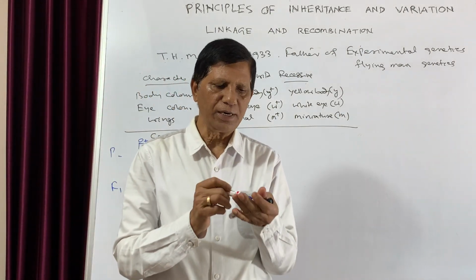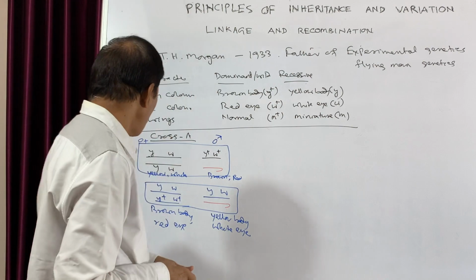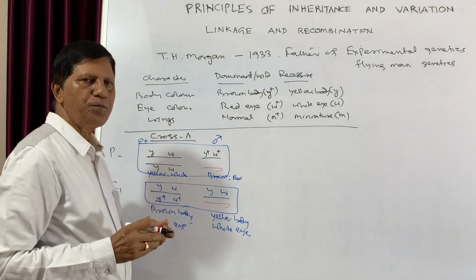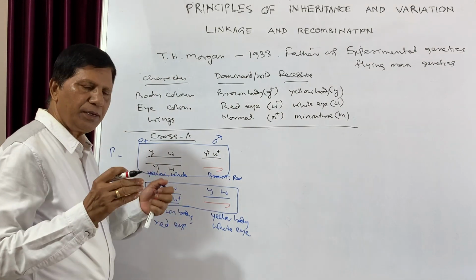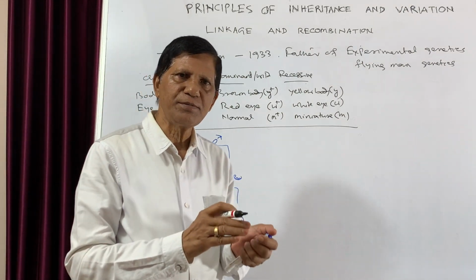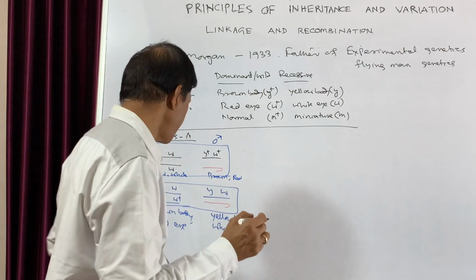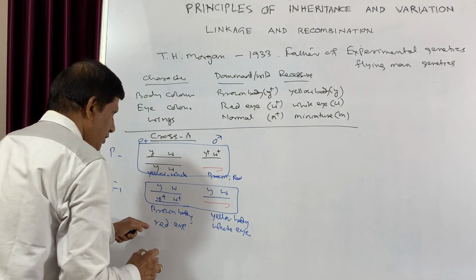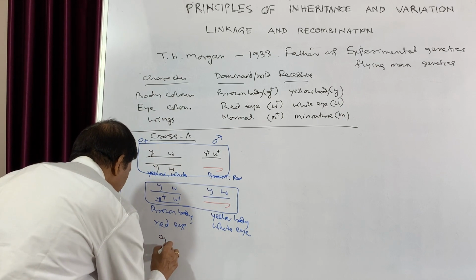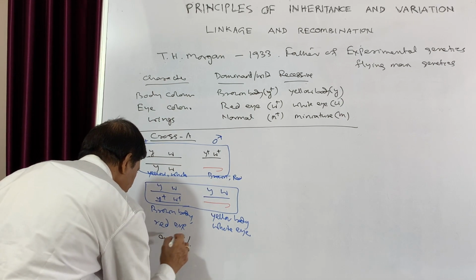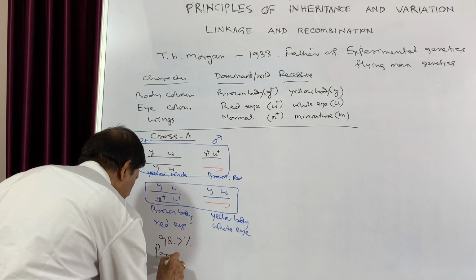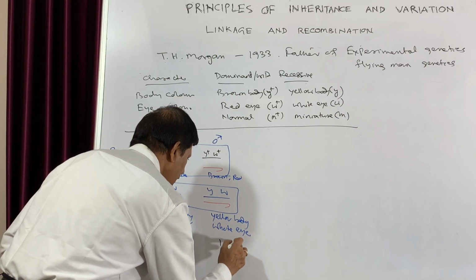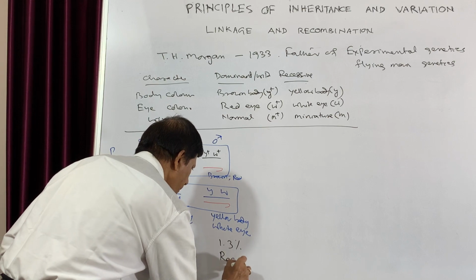So this is the F1 generation. In the F2 generation, what happened? When these were intercrossed, in the F2 generation, the percentage of parental types and recombinants were completely different. In the F2 generation, from this cross, 98.7% were parental types, while 1.3% were only recombinants.